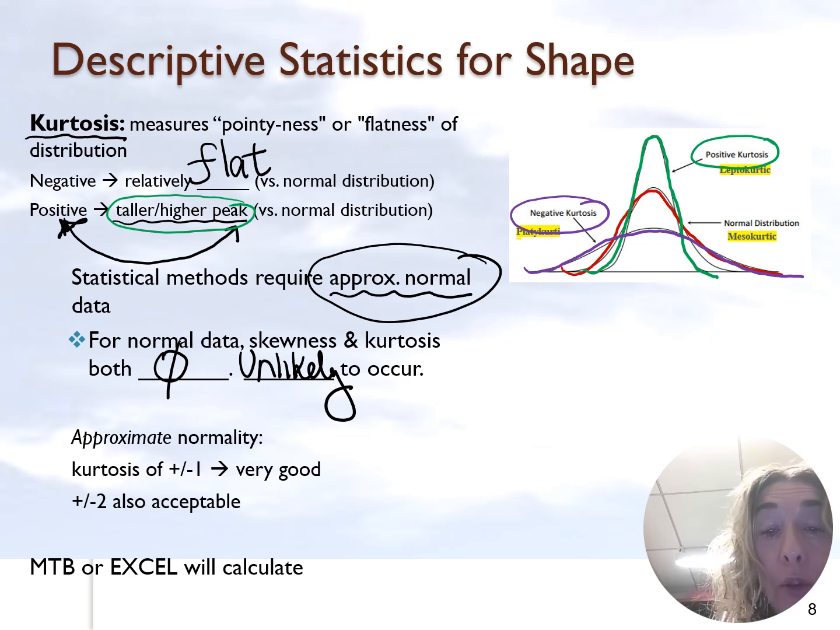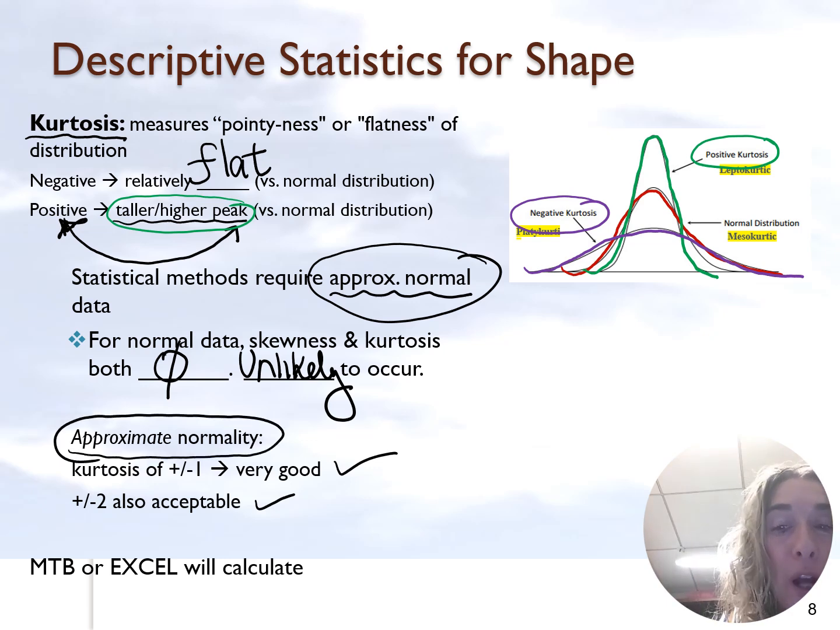In the case of kurtosis, if your kurtosis value is less than or equal to 1 in absolute value, that provides a very good approximation to the normal distribution. Although within 2 in absolute value is also acceptable. Just as when we were talking about skew, we talked about fairly symmetric. So in the case of kurtosis, we can work within the bounds of approximate normality in order to use the statistical methods that we're going to be using. But again, we're going to let Minitab, Excel, or other software calculate the kurtosis for us. We will interpret it.